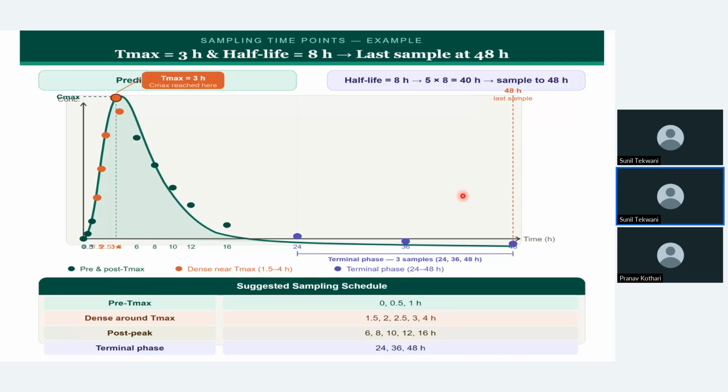So this sampling depends on Tmax and half-life. Simple. Okay, so this is sampling time points.